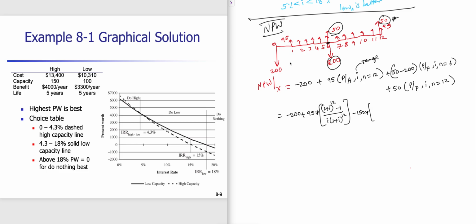what is present when given future. I look at the front of the textbook. When given future, present is nothing but future times 1 plus I to the power of negative n, so which is negative 6. Then last term is plus 50. Same thing, 1 plus I to the power of negative 12 because it's negative n. So the formula is P is F times 1 plus I to the power of negative n.